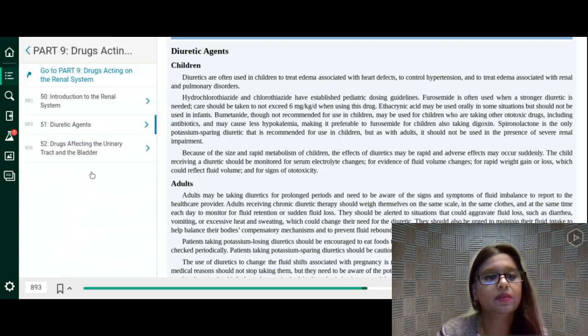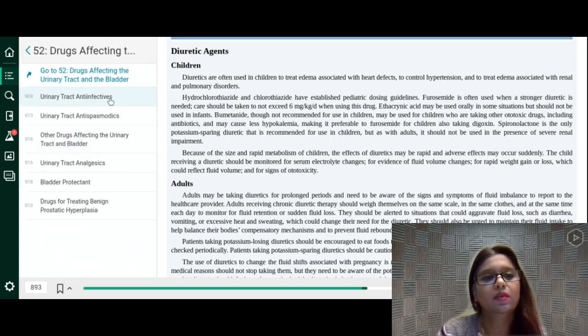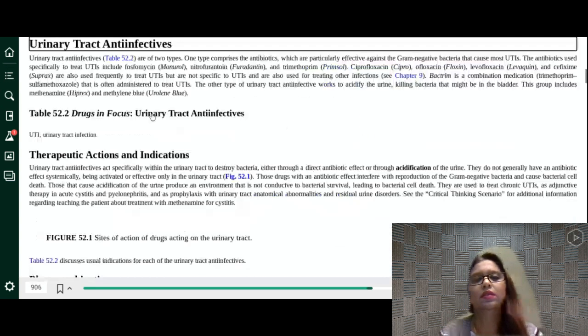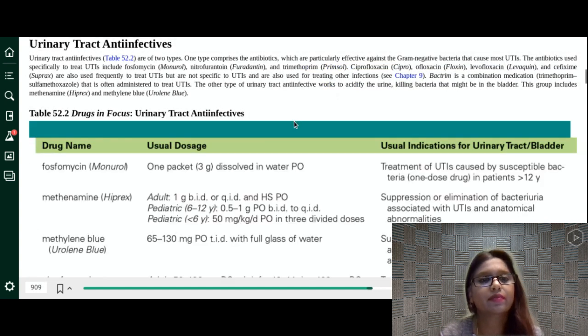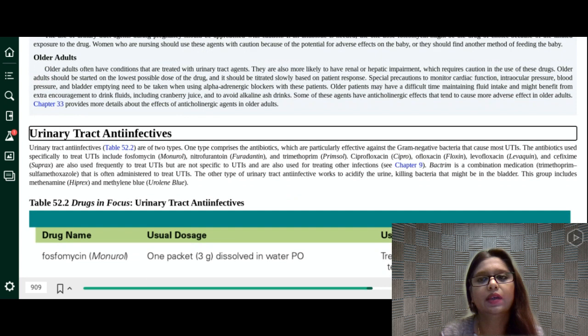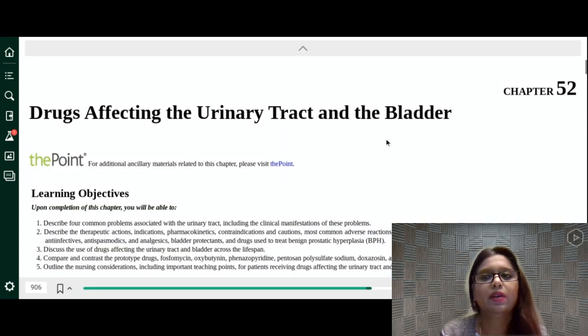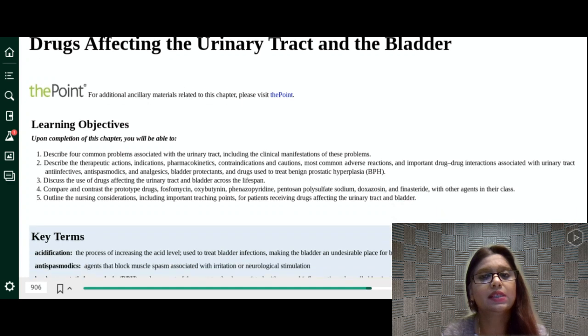Here's your renal system. 52, right? So we're going to start from the beginning. Go back here. All right, so urinary tract anti-infectives. Okay, let's see, let's go back up. Okay, so this is chapter number 52. All right, you guys, so this is chapter 52. This is drugs to treat urinary tract infections in the bladder.